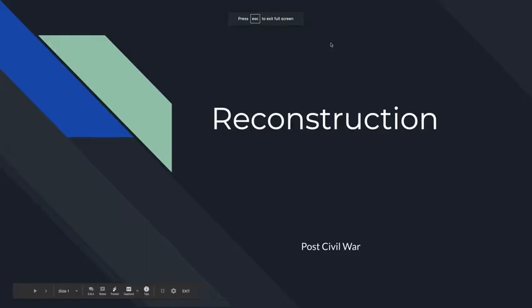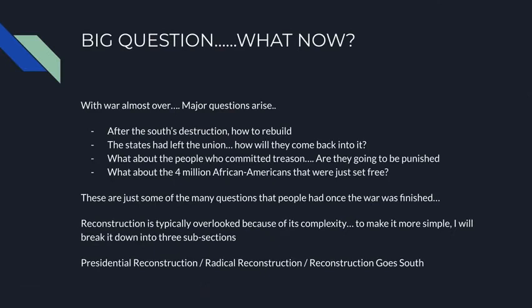So, Reconstruction post Civil War. All right, the big question: what now? With the war almost over, major questions started rising throughout the nation, such as: after the South's destruction, how are we going to rebuild the South? William Tecumseh Sherman marched through Georgia, and in his own words, he was going to make Georgia howl. And he did. He left a trail of nothing but destruction as he went through Georgia. And that wasn't the only state that took a beating.